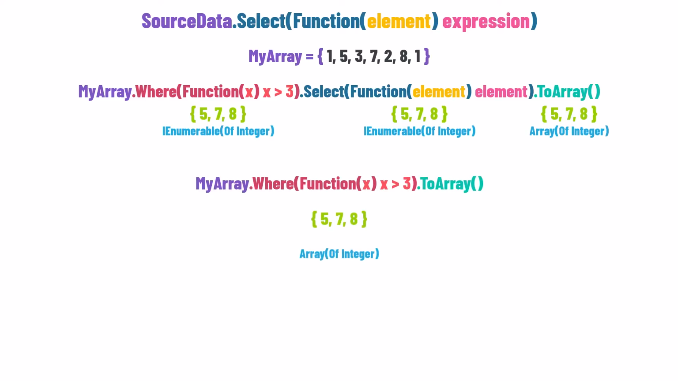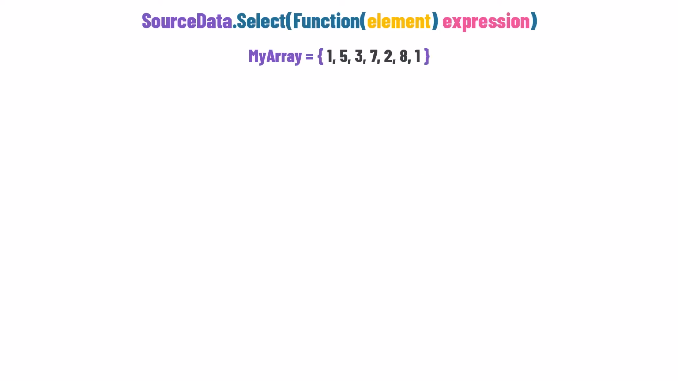In this case the select method is optional, because I am selecting each element from the sequence without modifying the data. Let's check another example, where we have to use the select method. Suppose I want to filter the array again and return only the numbers greater than 3. But now I want to multiply each number by 2 before returning the result. Here's the query to do that.